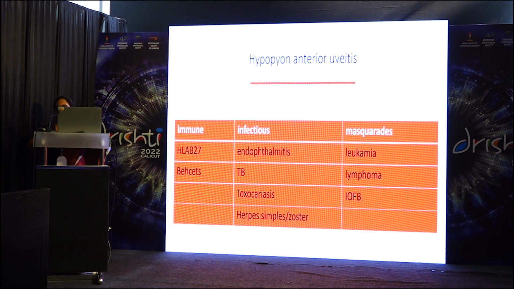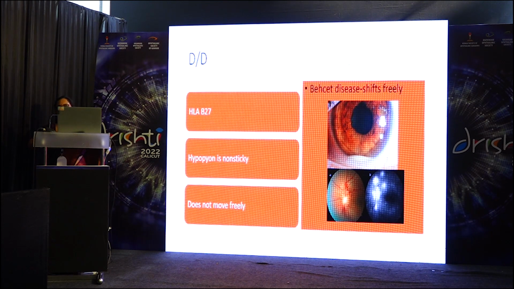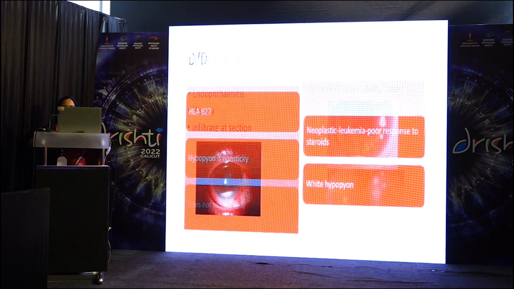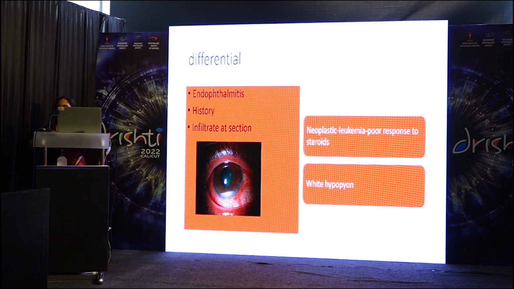Now coming to your differentials in hypopyon anterior uveitis: it's immune-mediated, HLA-B27 and Behçet's; infectious, as in endophthalmitis; and you have your masquerades. Now what are the differences? In HLA-B27, you have a hypopyon which usually does not move very freely, and the history is very important. In Behçet's, you have a shifting hypopyon. In endophthalmitis, the history is very important, looking for any history of fever. If it is post-cataract surgery, look for any infiltrate at the section. And in neoplastic, usually what we get is a white hypopyon, and these usually do not respond to steroids.